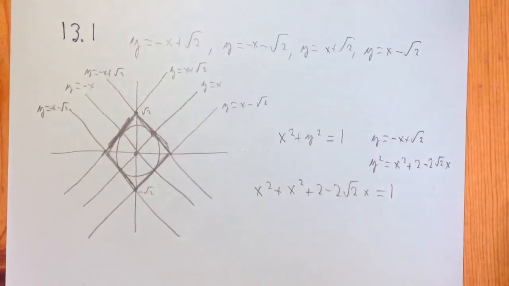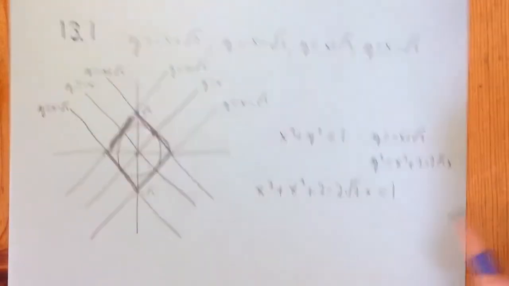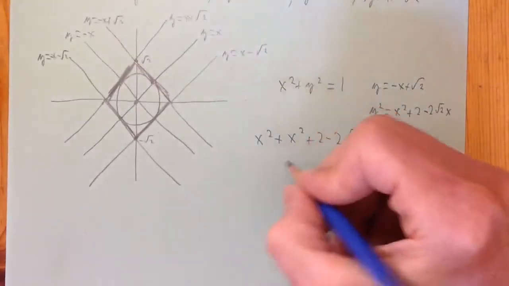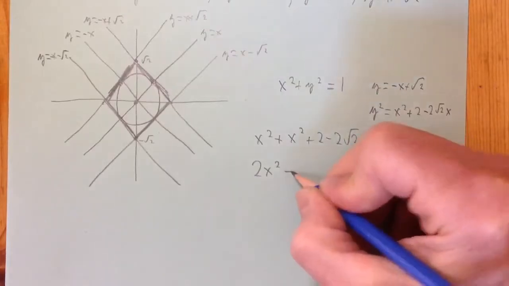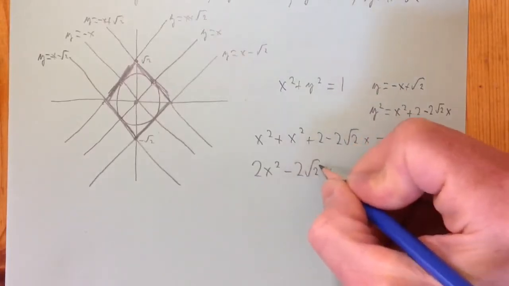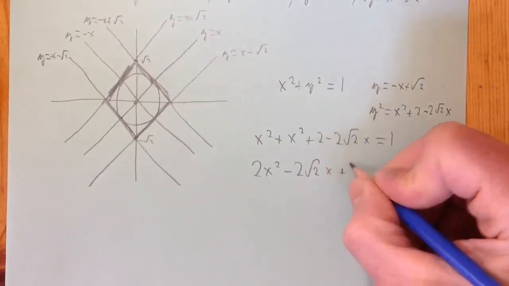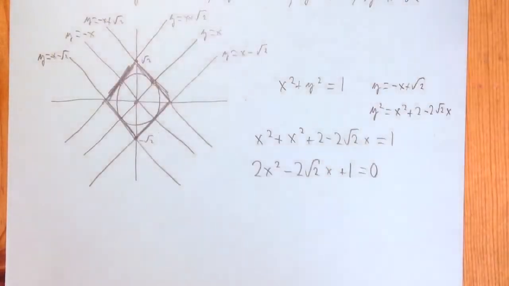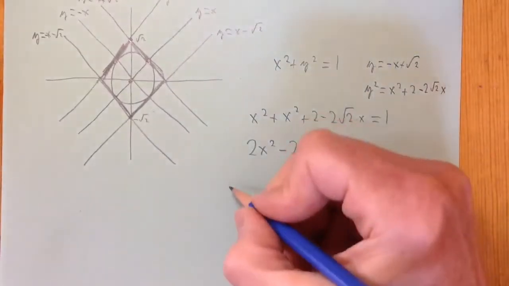Okay, now we will put the 1 over here, and the x squareds go together, so we have 2x squared minus 2 root 2x. We'll see minus 1 make plus 2 makes that a plus 1 equals 0. And we want to solve for x now. What x value makes this true? Looks like we're going to have to use the quadratic formula.